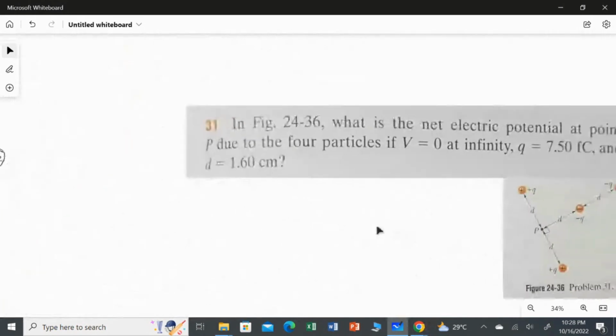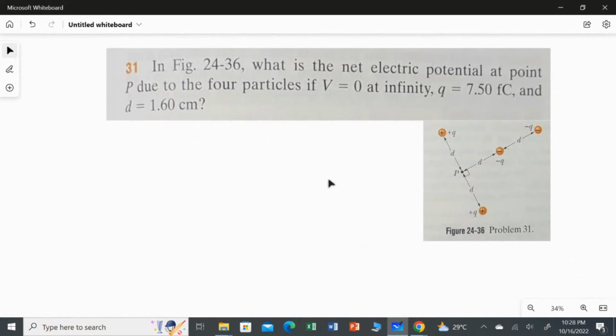Okay, now we have to go for our third question. The third question is very easy. Again, we are going to deal with the electric potential. In the figure, what is the net electric potential at a point P? What is P? Here we have the P, am I right?